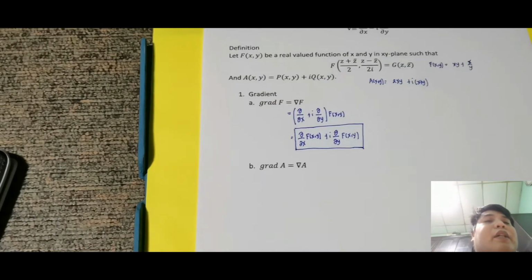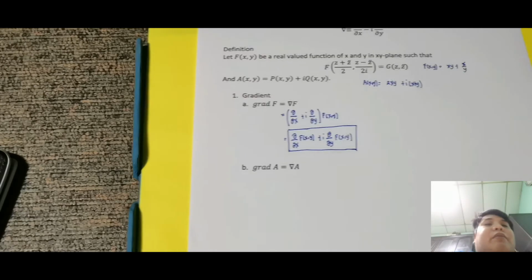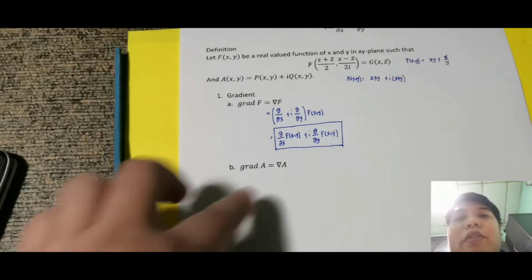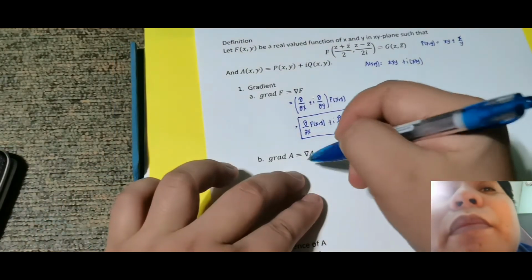Okay, next, how about the gradient of A? So what if kunin naman natin yung gradient ng isang complex valued function. So, mapapansin mo, mag-iiba si f kay A of x, y. Si f of x is pure real number. Meaning, x, y lang yan, walang mga i yan. So, dito naman, pagdating kay A of x, y, siya ay complex valued function, meaning dalawa siya. Okay, so, this is equivalent lang.